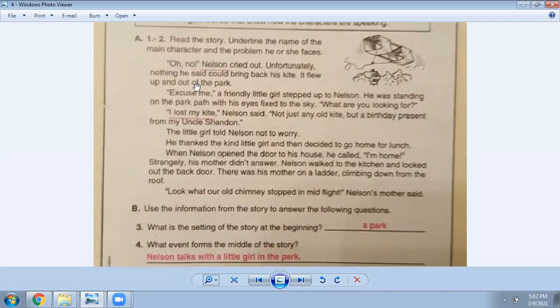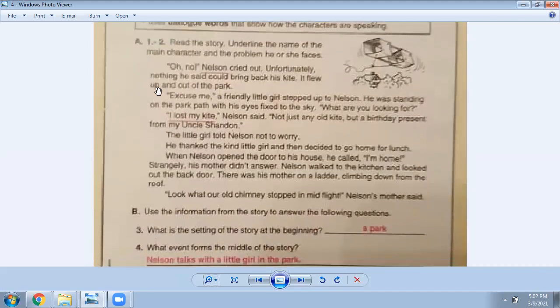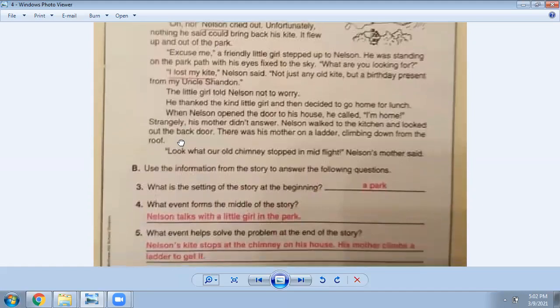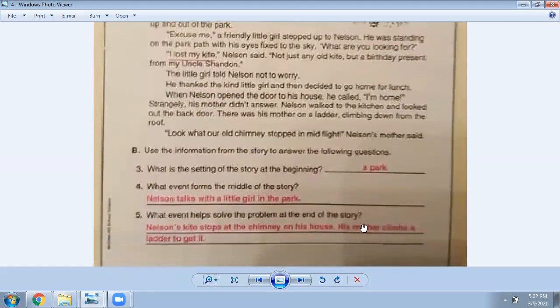Okay, so in the beginning, he's upset because he lost his kite. The middle, he talks to the little girl. The ending, he goes home and finds his kite. What events help solve the problem at the end? Nelson's kite stops at the chimney on his house, and his mother climbs a ladder to get it.